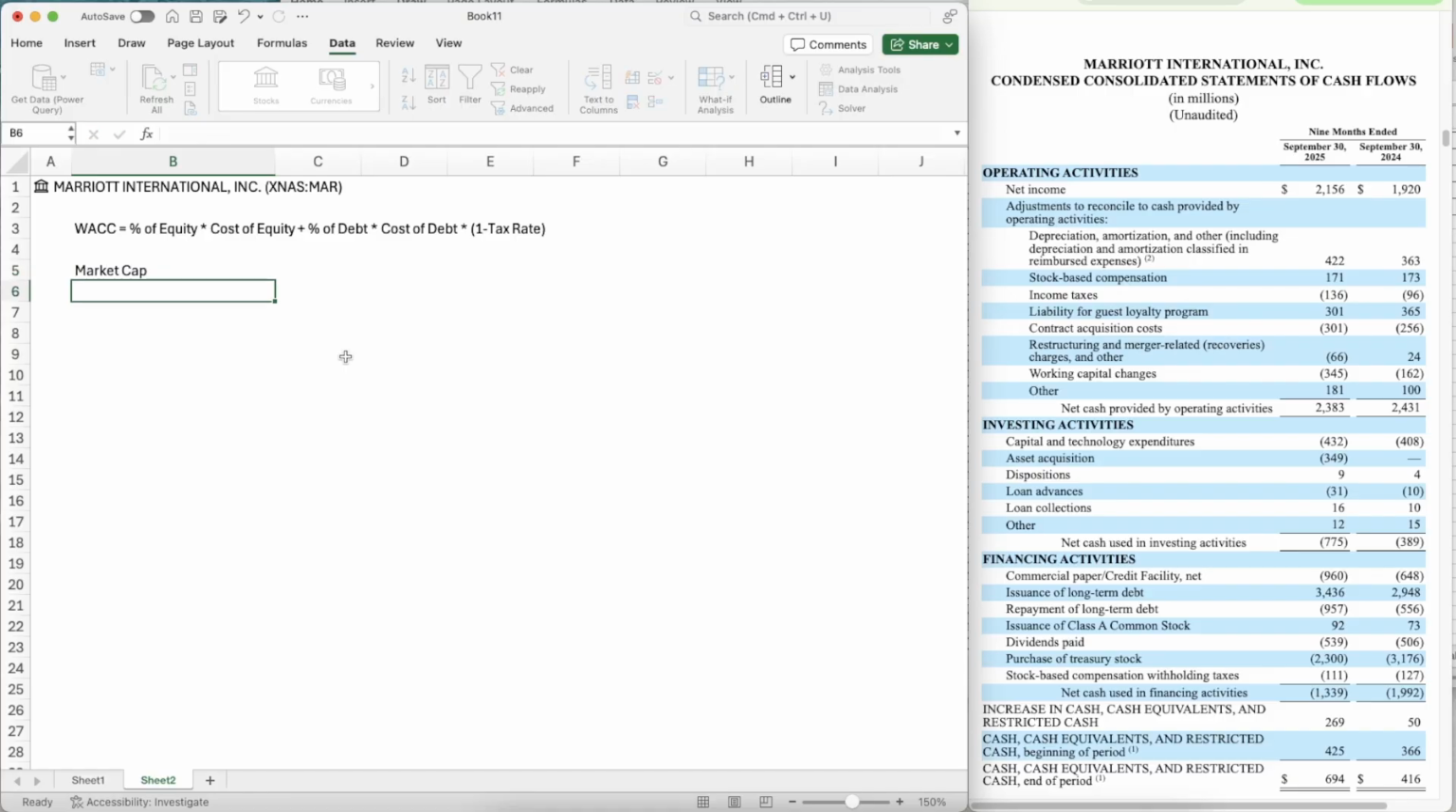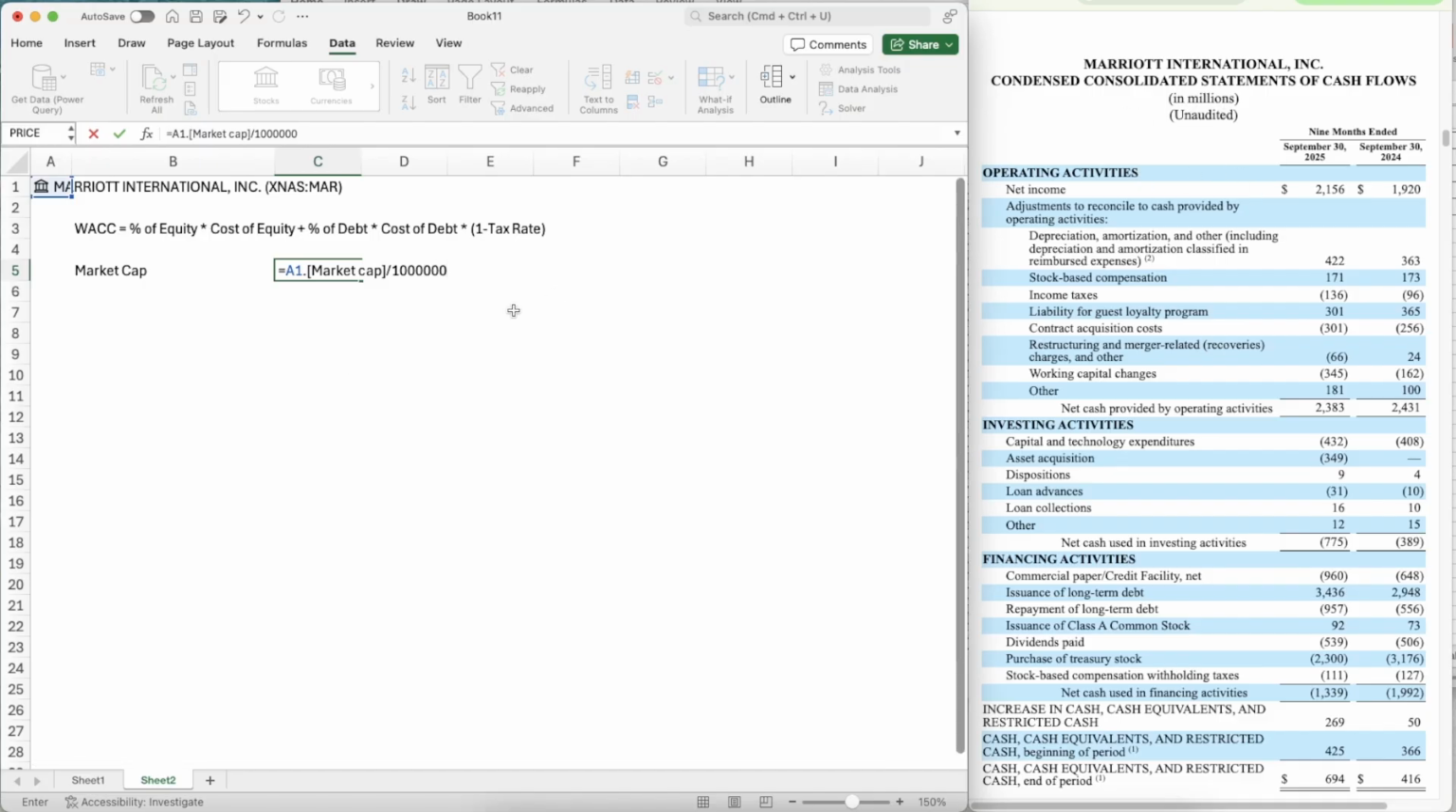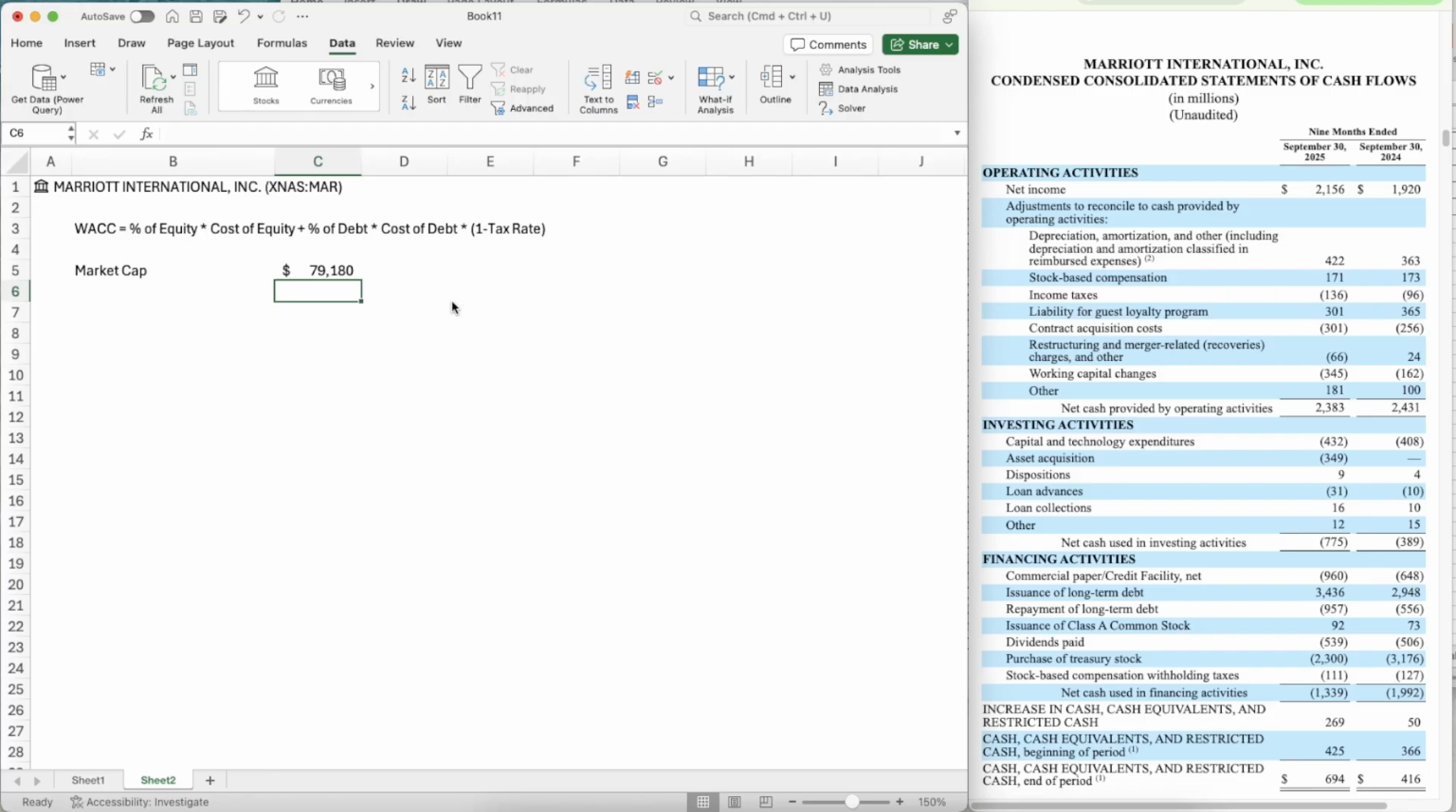The first one we need is the market cap. And that we can just go equals A1, open your parentheses, market cap. Make sure to divide it by 1 million though, as these are all done in millions. So when this is 422, it doesn't mean it's $420. It means it's $420 million. So there we have it. The market cap of Marriott is just under $80 billion.